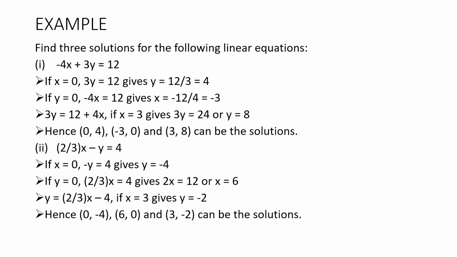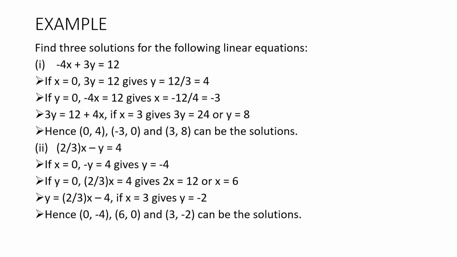The first equation given is -4x + 3y = 12. We know that any linear equation in two variables will have infinitely many solutions. From that, we just need to find any three solutions. So different people can get different answers for these types of questions. A very easy technique is first you put x = 0 and get the value of y, then you take y = 0 and get the value of x. So two points you will get very easily.